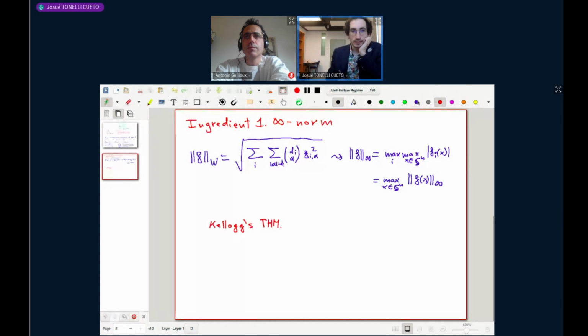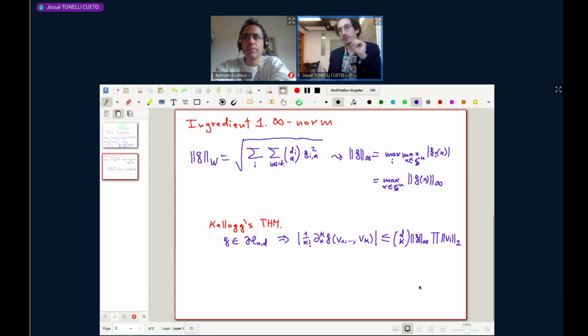So Kellogg's theorem just tells us that if f is a polynomial of degree d, then the k-th derivative of f, evaluated at v1, okay, so this is a tensor, so I can evaluate it on vectors in R to the n plus 1, will be less or equal than d choose k, the infinity norm of f, and then here we use the product of the norms of these vectors. Here I will just mark the 2 to make it clear that this is the Euclidean norm.